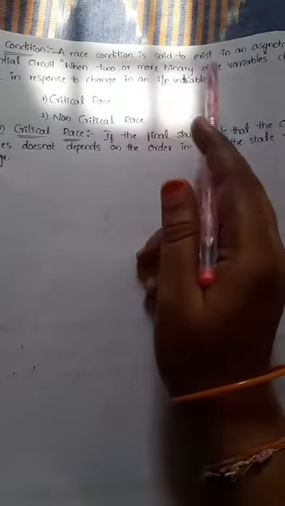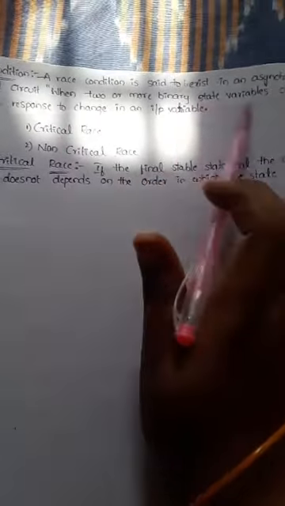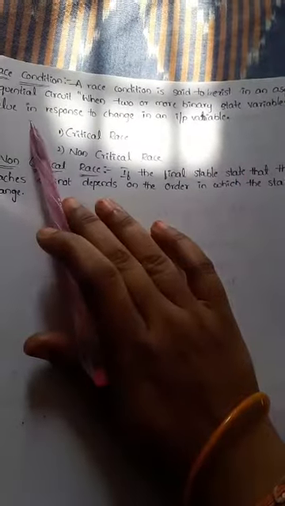First, we'll go for what is meant by race condition. Here we have the definition. Just observe that a race condition is said to exist in an asynchronous sequential circuit when two or more binary state variables change in response to a change in an input variable. That is, whenever the binary state variables, like secondary variables, change with respect to the input variables.